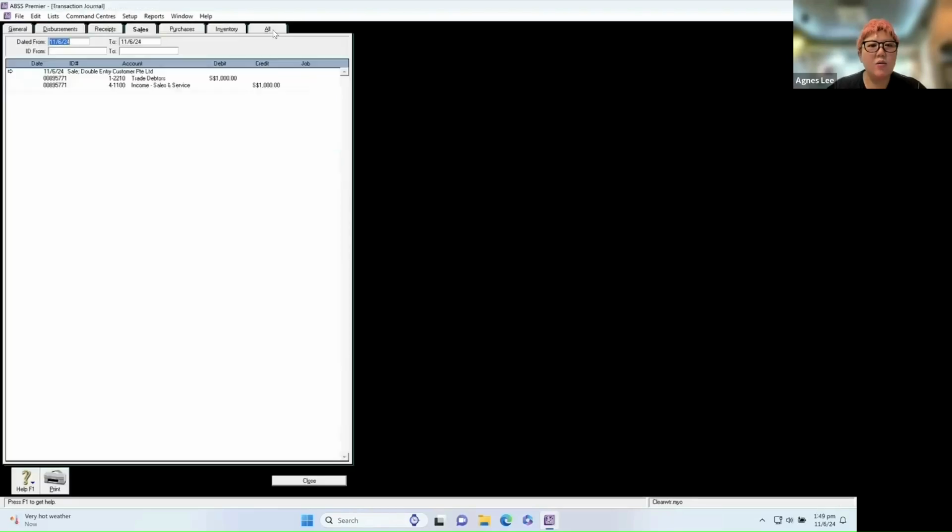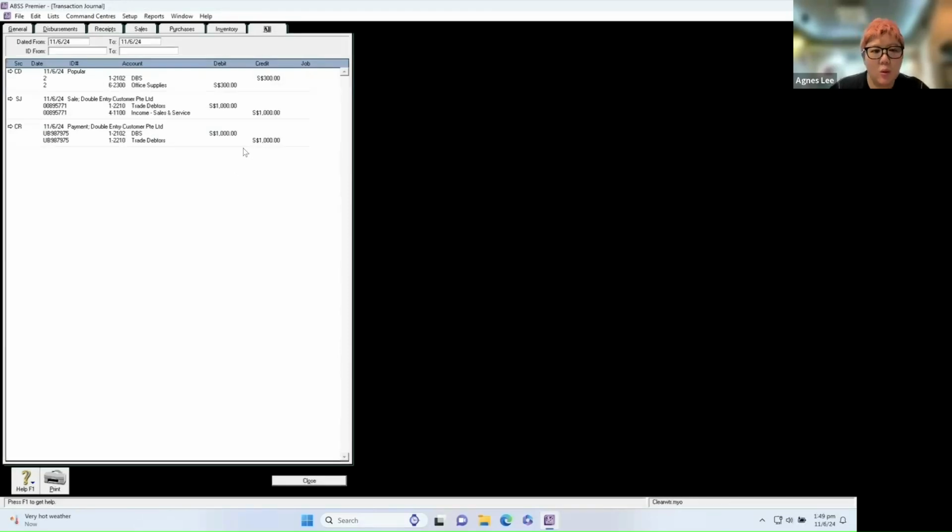So now, first, debit trade debtors, credit my sales. Now is the offset part, which means I credit the debtors, but debit to where? Debit to bank because I received the money.